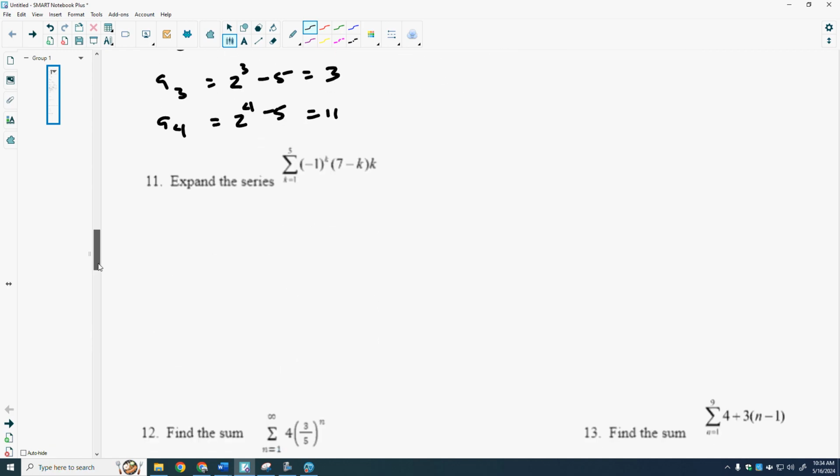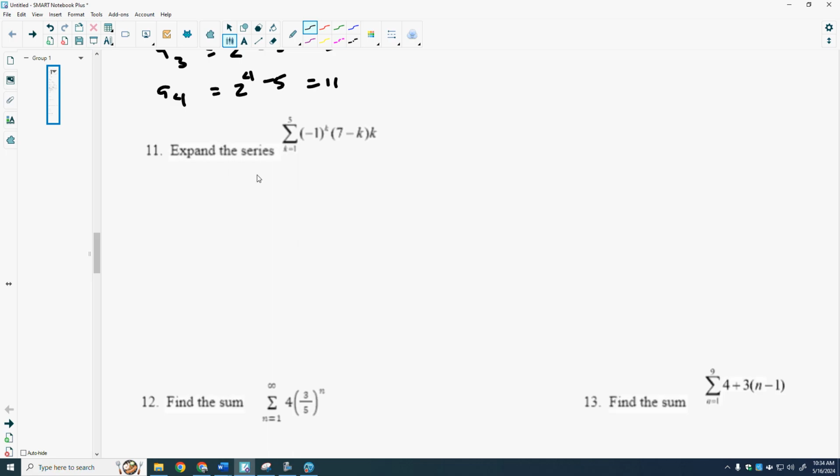Okay, that one's not too bad. All right, expand the series. That simply means add up all the numbers from 1 to 5. So k, i, k, same thing. So -1 raised to the first power times 7 minus 1 times 1. Where am I getting the 1? k equals 1. Start with the first term, plug in 1 for every single k value, and work it out.